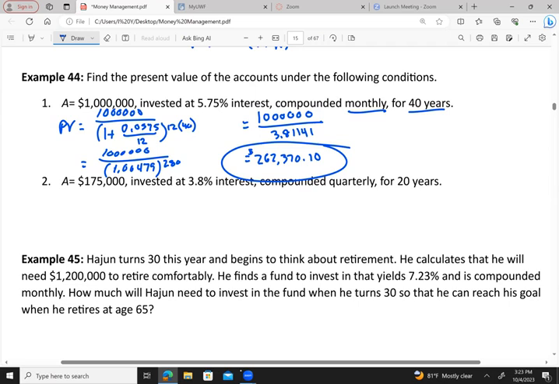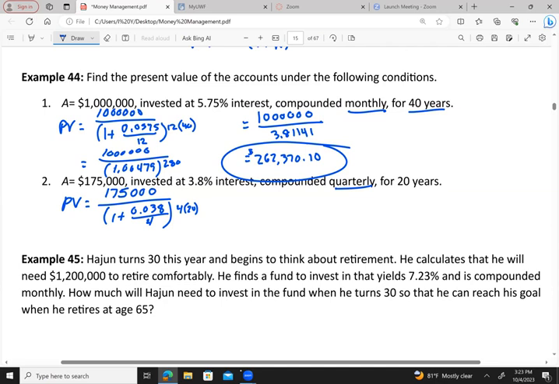Okay, let's look at another one of these. The amount we want to have at the end is $175,000. Our interest rate is 3.8%. We're compounded quarterly, so N is 4 for 20 years. So my present value, what I need to deposit today to reach this goal of having $175,000 at 3.8% in decimal form, compounded quarterly, and 4 times 20.